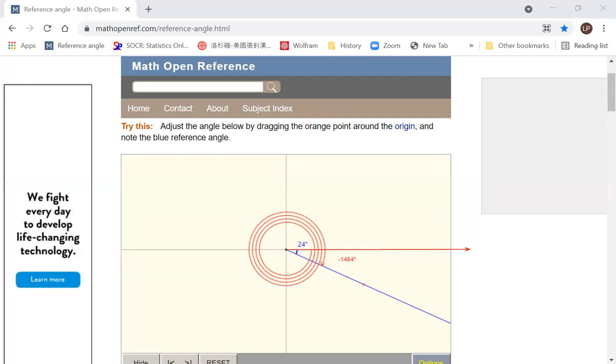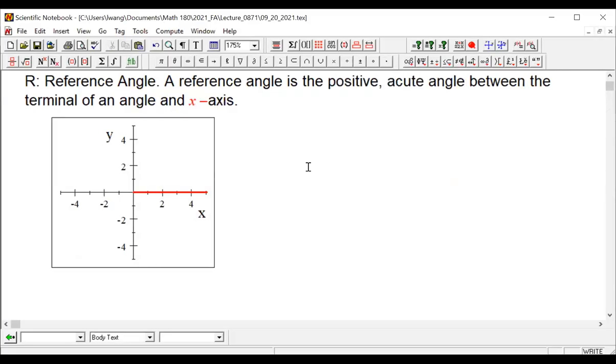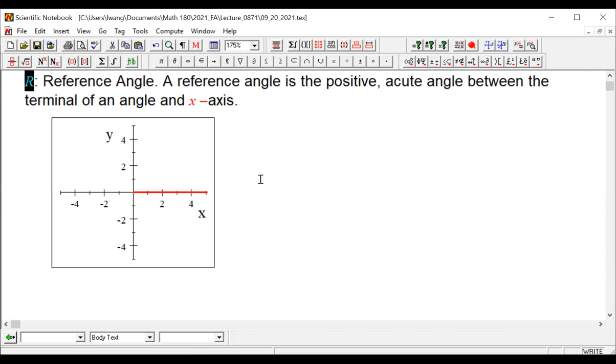Okay, so let's go back here. Now you can play with that link. Okay, we haven't gotten to D yet, but it's very important that we have some kind of understanding about the relationship between an angle and reference angle.